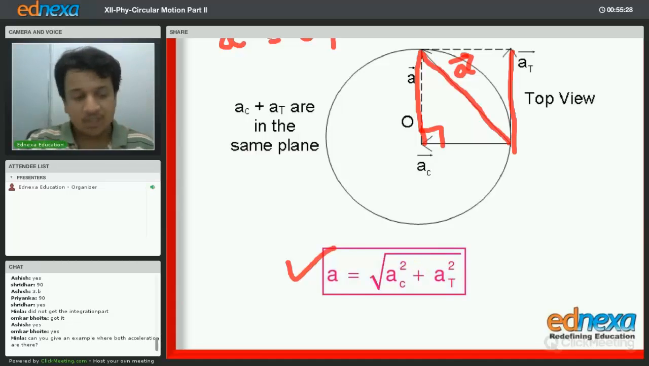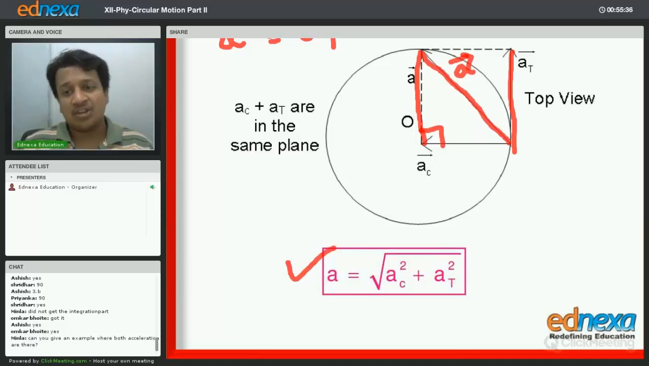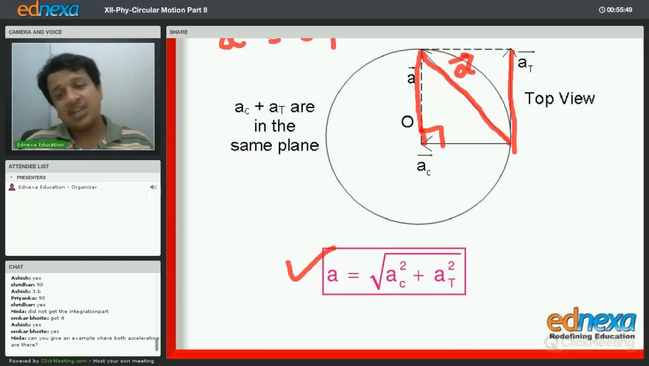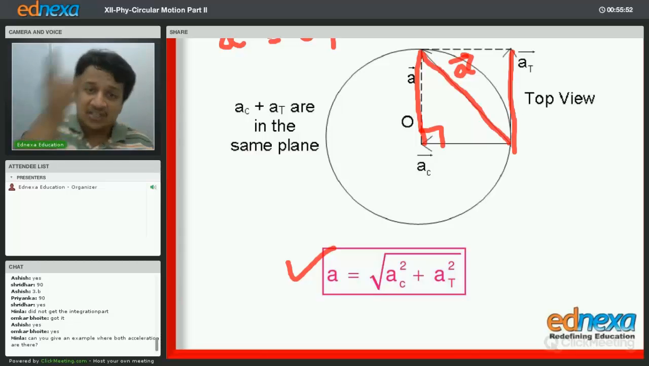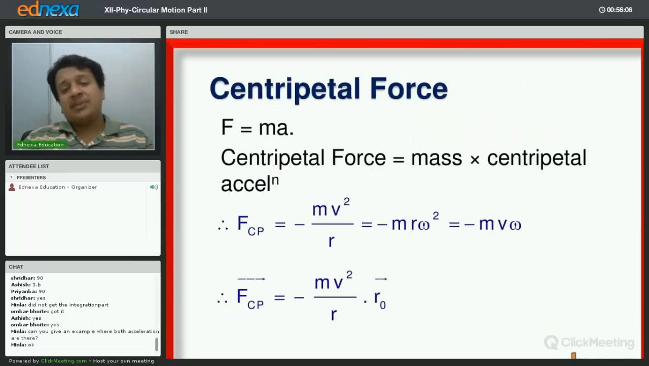Now I will move towards Mina's question. In vertical circular motion, you will find both accelerations, centripetal acceleration as well as tangential acceleration. For example, the hand of a clock, it is moving this way. In this situation both accelerations are present. In a giant wheel also both types of accelerations are present, centripetal acceleration and tangential acceleration.